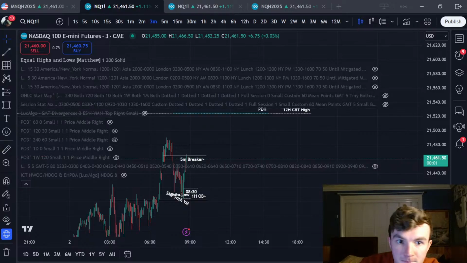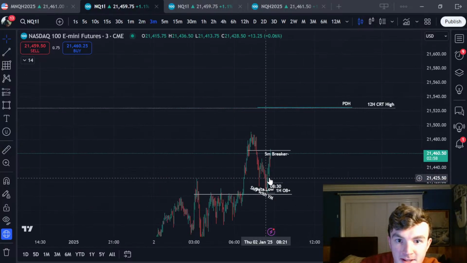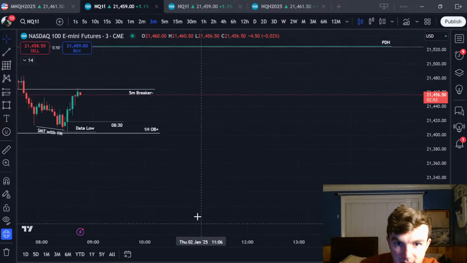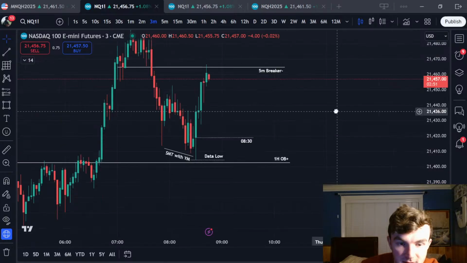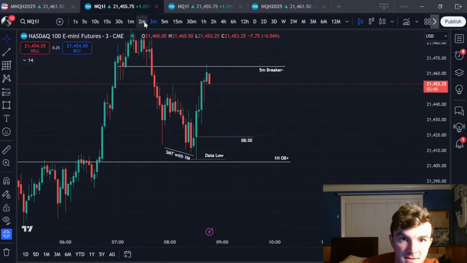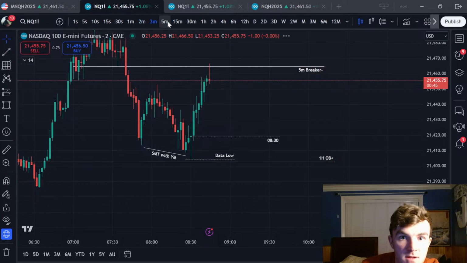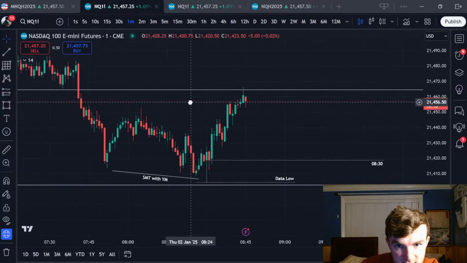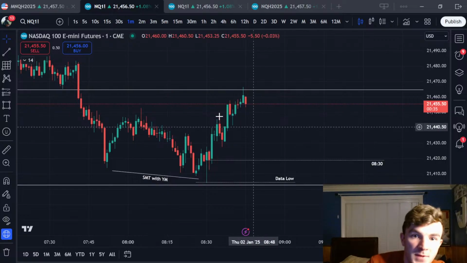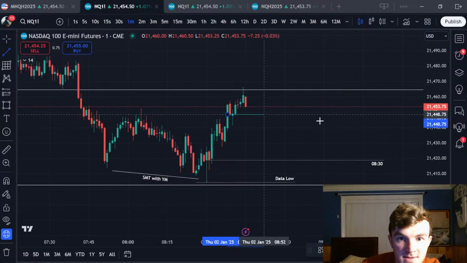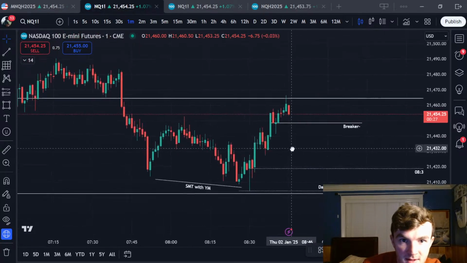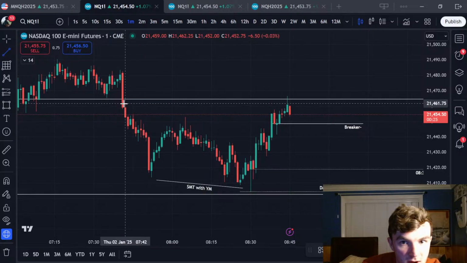Okay. Like I said, I think we're going to go manipulate down below this data low, to be completely honest with you. I think we're going to go wick down and take it out. So if we get a one setup for life, I'll probably take something like this. If we get this turned into a breaker, I might take it, down to the, on just one account.